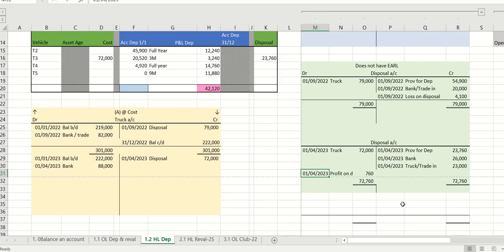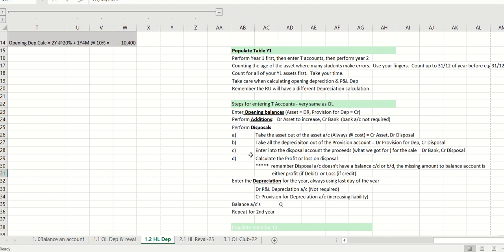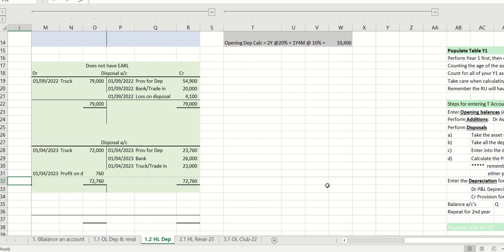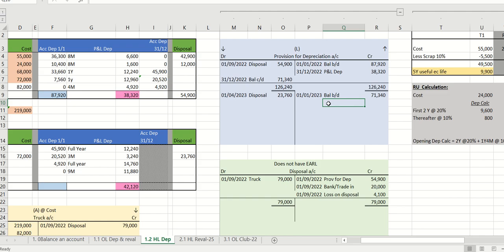So then we've got to do our final step. You rattle through these steps in your head all the time, guys, so you don't miss any. So opening balance, addition, disposal, enter your depreciation for the year. Do not forget to enter your depreciation for the year. Sometimes, because we're getting tired, we can forget. Last day of the year, P&L day, every time.